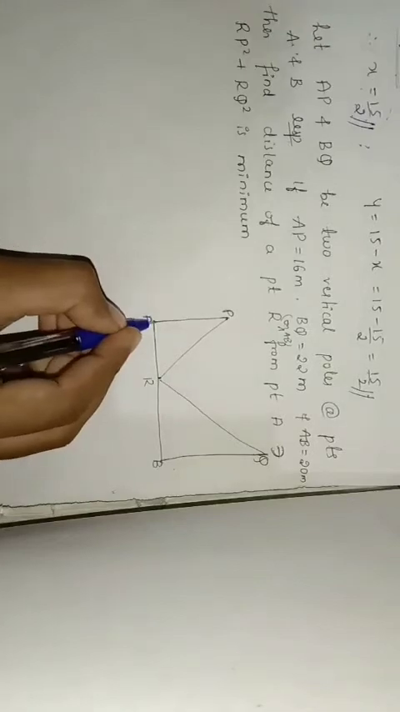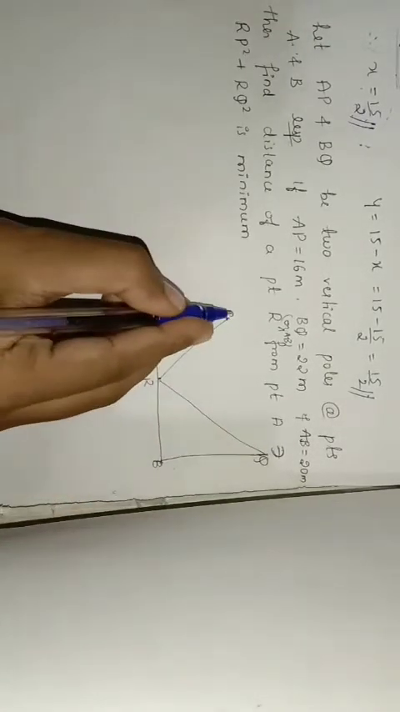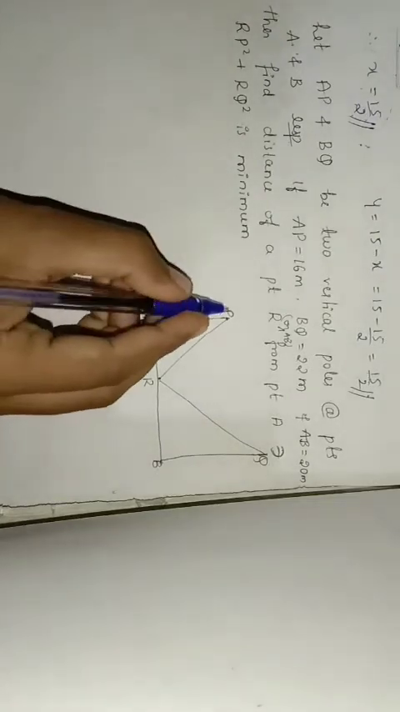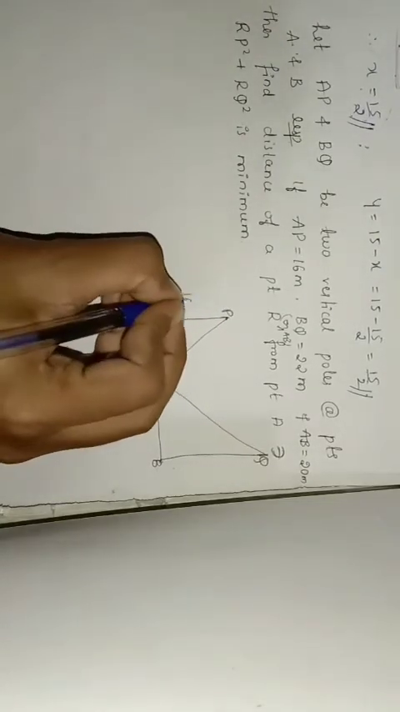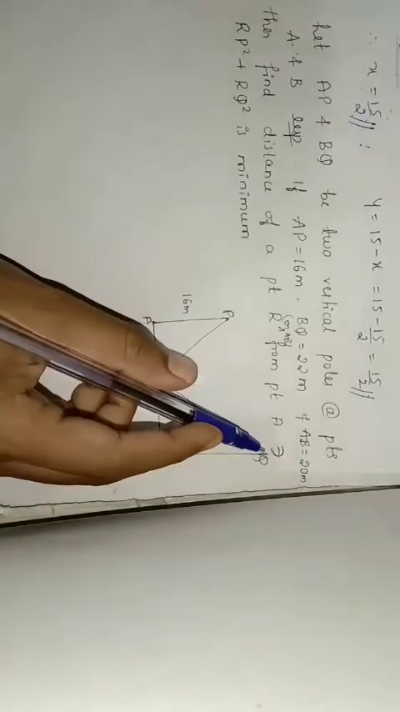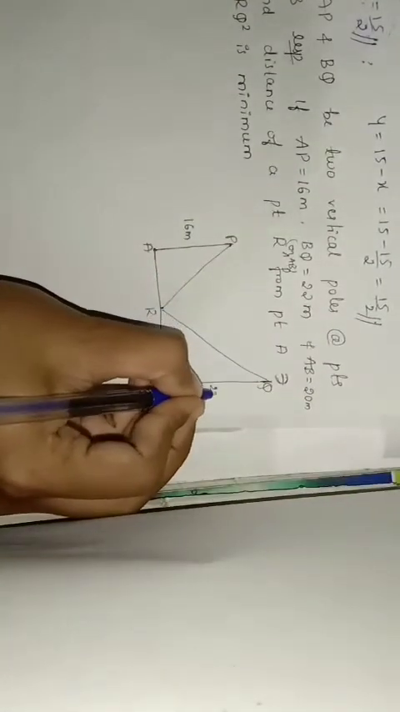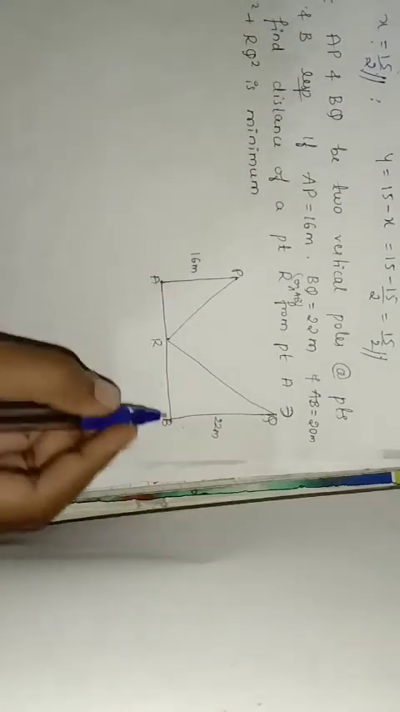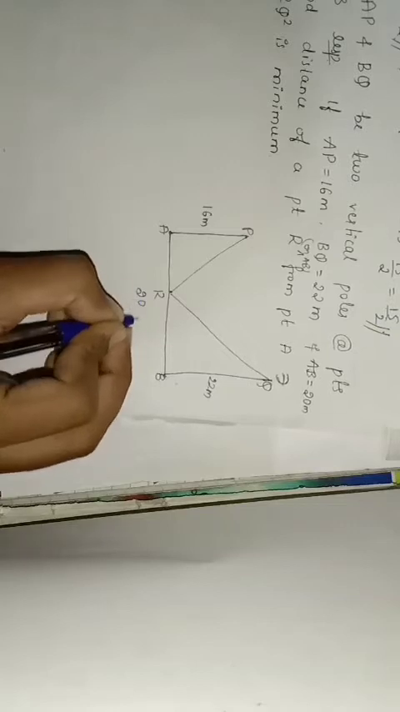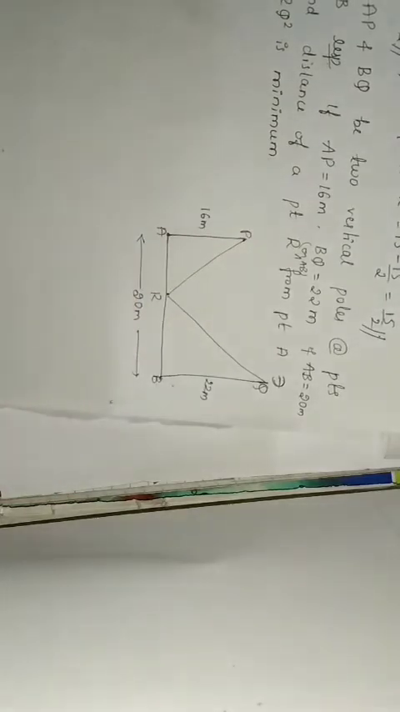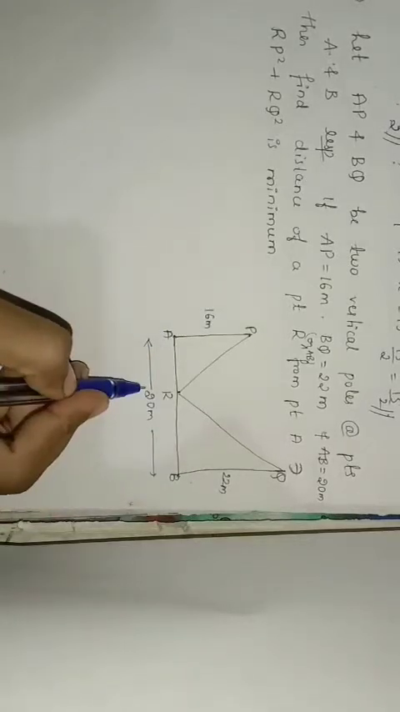Okay, so here there are two poles at points A and B. So we have two vertical poles AP and BQ respectively. Okay, see, if AP is 16 meter, so we have this AP is 16 meter and this BQ is 22 meter. Okay, so then we have AB. So this AB total is 20 meter. Here they have given AB as 20 meter.